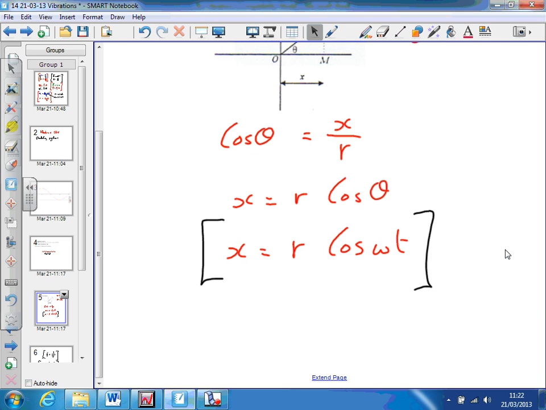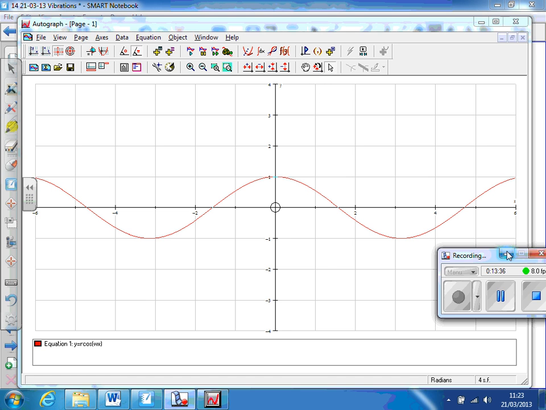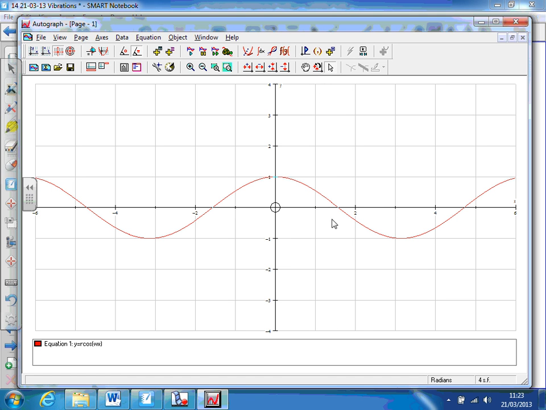So if I know r, and I know the angular velocity and the time, I can calculate its displacement from rest position at any given time. X equals r cos omega t. Okay, so this function represents this displacement. So this axis represents the displacement x, and this represents time, the x-axis here.